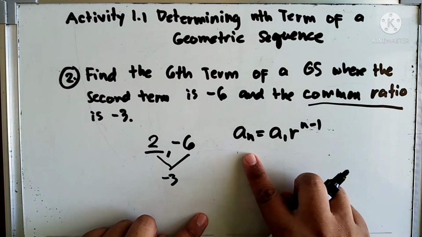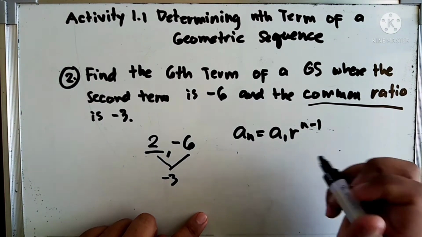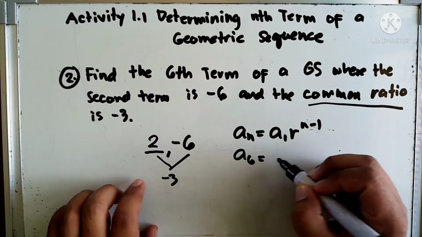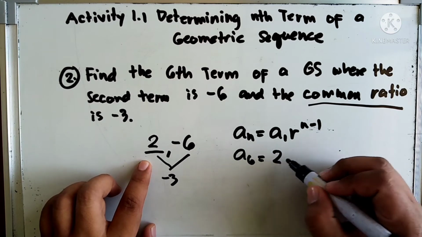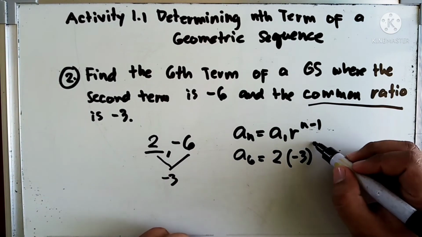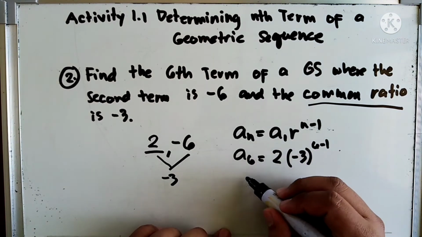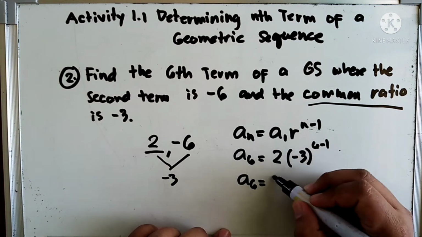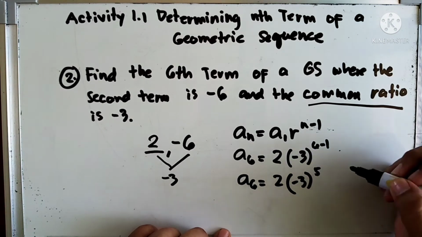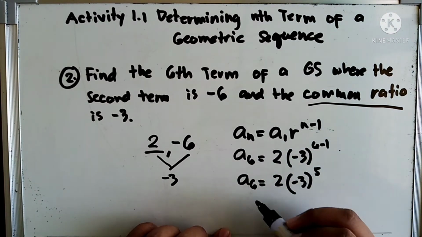So, the formula is a sub n equal to a sub 1 r raised to n minus 1. We're looking for the sixth term. Our first term is 2. The common ratio is negative 3. So, n is 6 minus 1. So, a sub 6 is equal to 2 times negative 3 raised to 6 minus 1, that is 5.